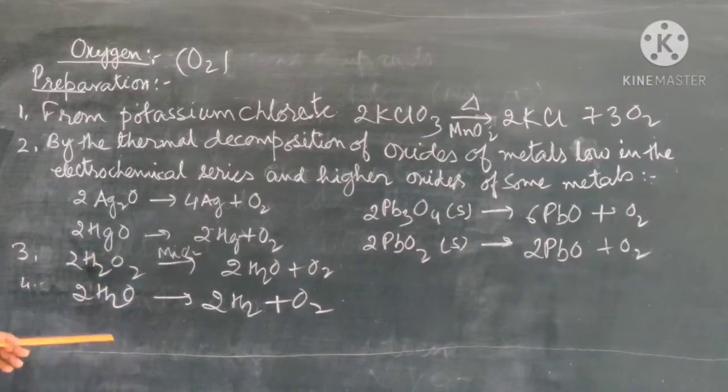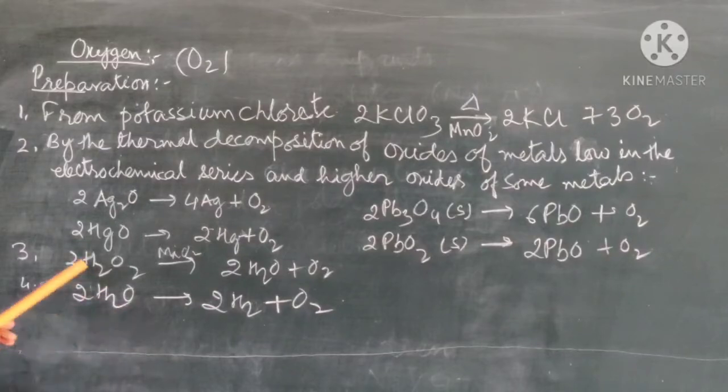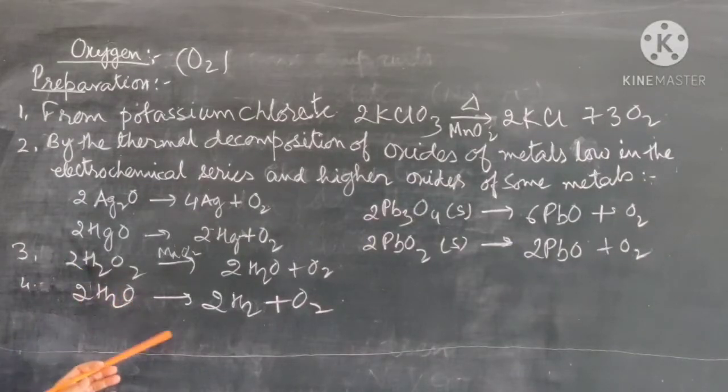And then industrially, oxygen is prepared from air. Air is compressed and then liquefied, and after fractional distillation we can separate the oxygen. So in this way we can prepare oxygen.